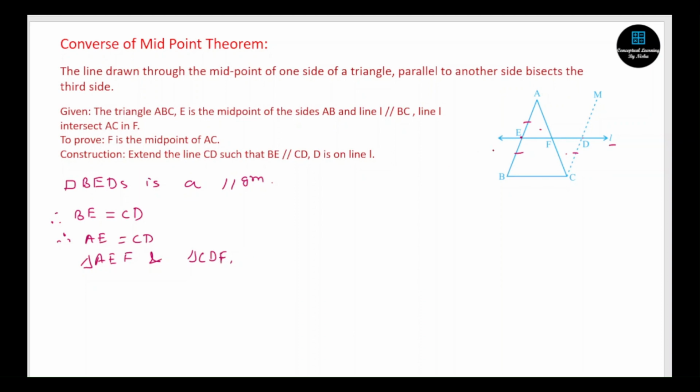Now let's try to prove them congruent. Here we already proved that AE equals CD. We just proved this. Then I can say these two angles are congruent. Again, vertically opposite angles. Angle AFE is congruent to angle CFD. Correct? Vertically opposite angles.